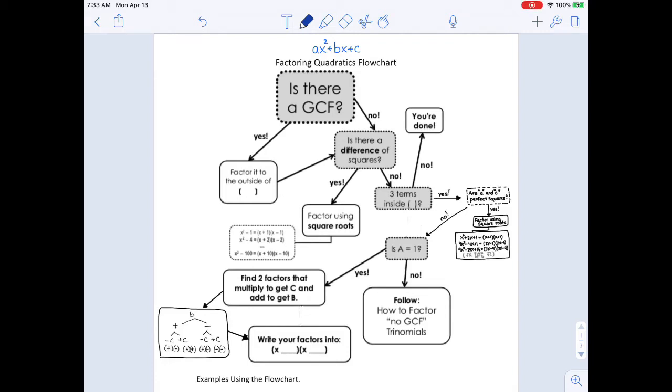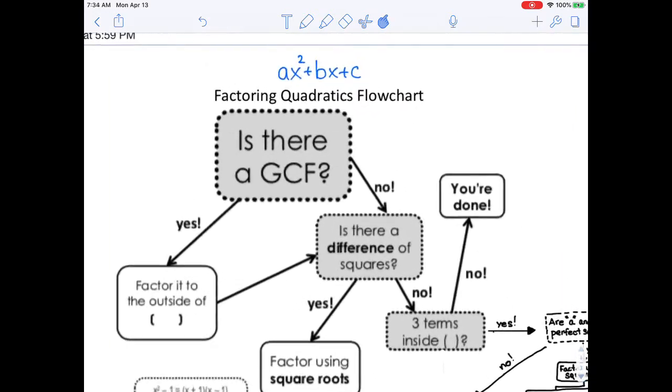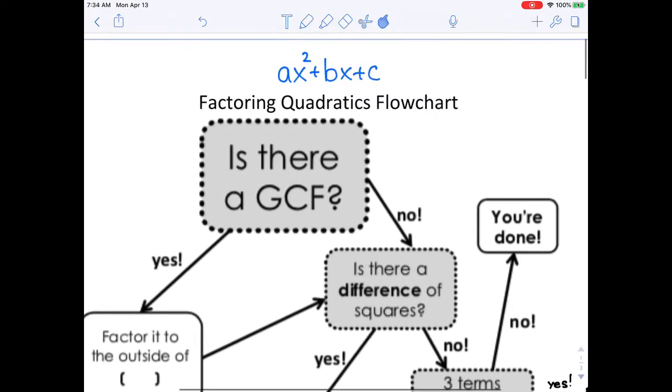So this is a review lesson on factoring quadratics. The first thing I want to do is look at this flow chart, which I did modify. If you are using the one on Schoology, I did modify it. First, a quadratic is in the form of ax squared plus bx plus c.